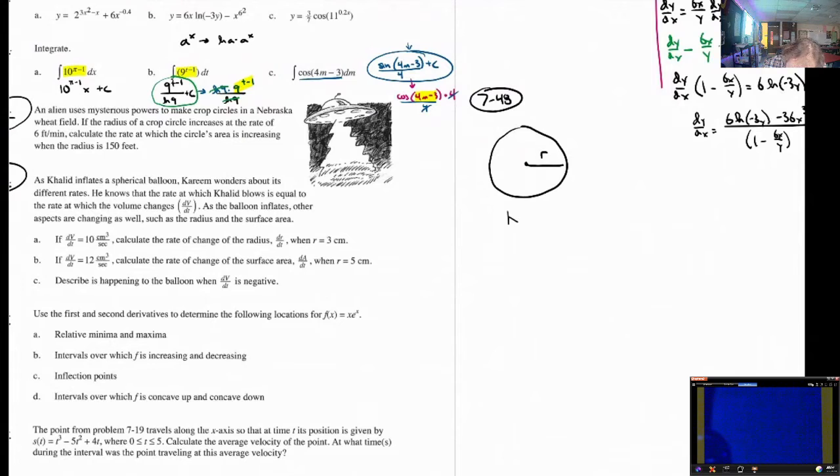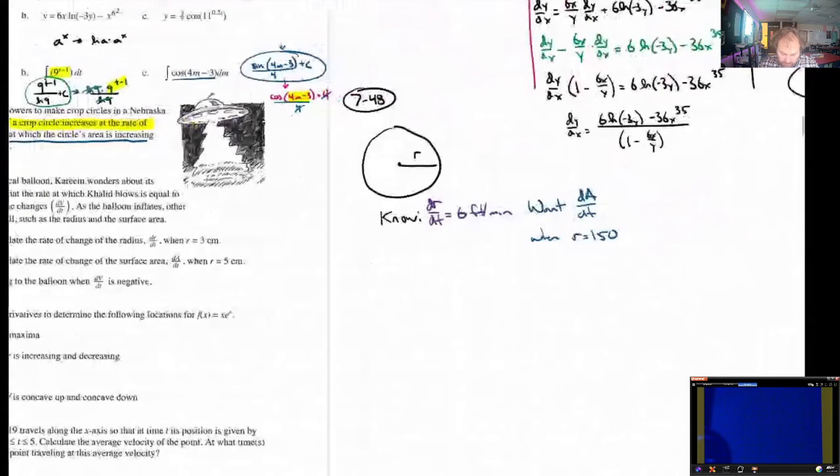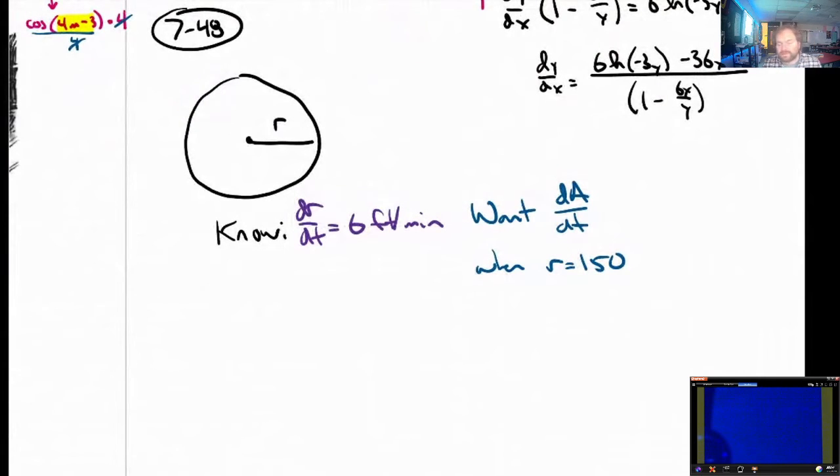But we are told in this problem that the radius of the crop circle is increasing at a rate of 6 feet per minute. So dr dt is 6 feet per minute. And we want to know the rate at which the circle's area is increasing. We want dA dt when r is equal to 150. That's beautiful. We like that. I like this kind of related rates problem because it's really straightforward. This is really indicative of what you might see on your AP Calc test, honestly.